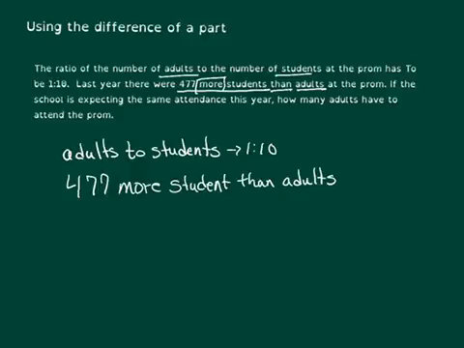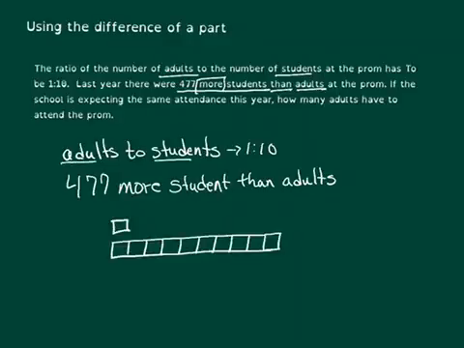All right, so now I want to draw my model. So first, the number of adults to students is 1 to 10, so I'll draw my tape diagram. So this is 1 adult to every 10 students. Now, labeling these is really important because the more complex they get, which they will, the easier it's going to be to get confused. So make sure that you're always labeling. All right, so I got that.